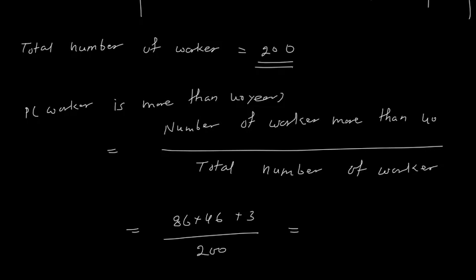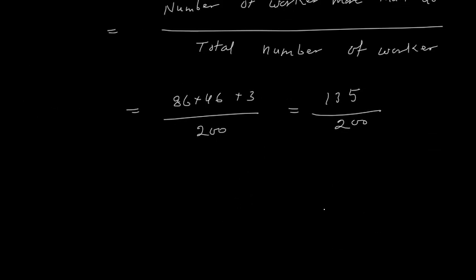So 6 plus 6 is 12, 12 plus 3 is 15, 1 carry, 8 plus 4 is 12, 12 plus 1 is 13, so 135 divided by 200. With 5 you can cancel. 5 7s are 35, 5 4s are 20, so 27 upon 40 is the required probability.